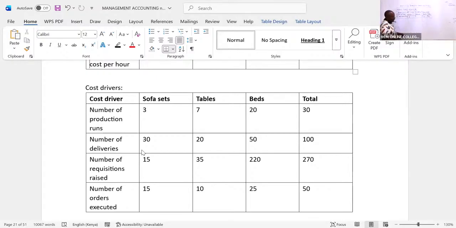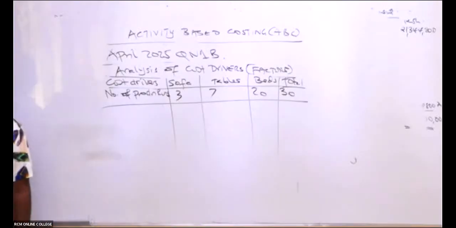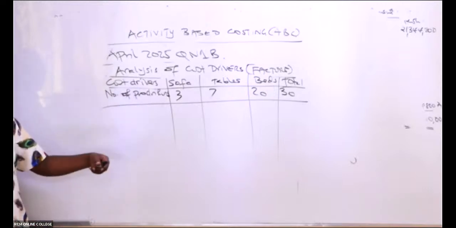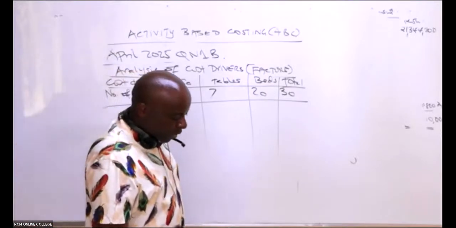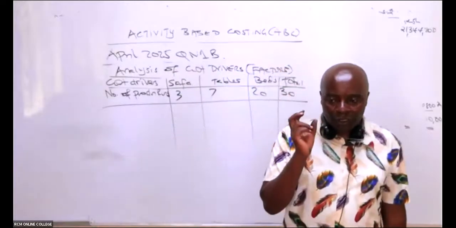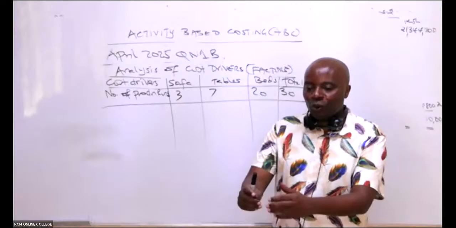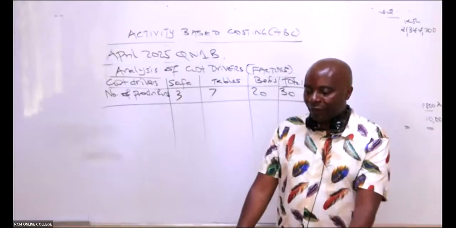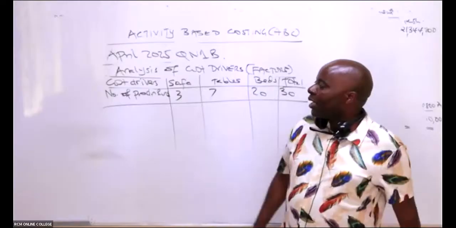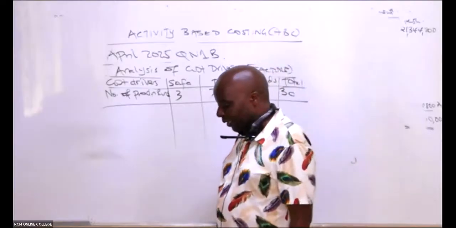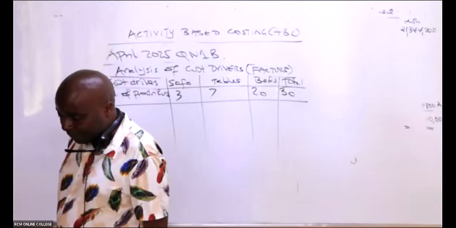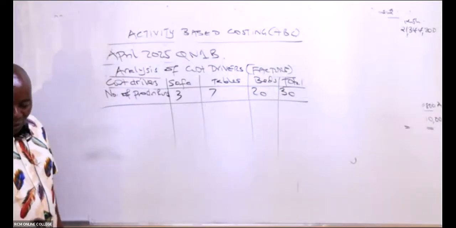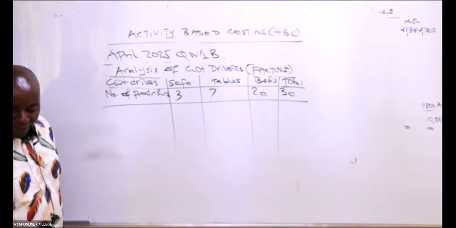Let me just drop my screen here for the online students to see the structure of my table. Whenever they tell you to use activity-based costing, first of all, you must do an analysis of the cost drivers. Very, very important. The first one, we have the number of production runs.